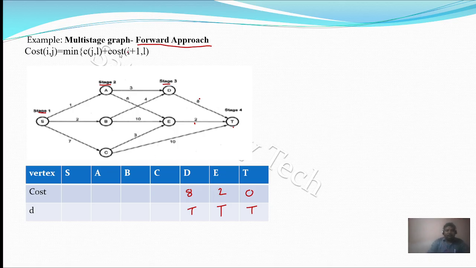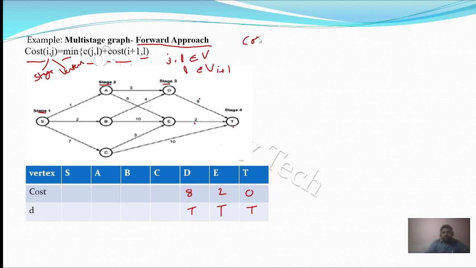Now I am applying the formula: cost(i, j) equals the minimum of c(j, l) plus cost(i+1, l), where j belongs to V_i and l belongs to V_{i+1}. Here i indicates the stage number and j indicates the vertex. Now we can calculate it in stage 2.